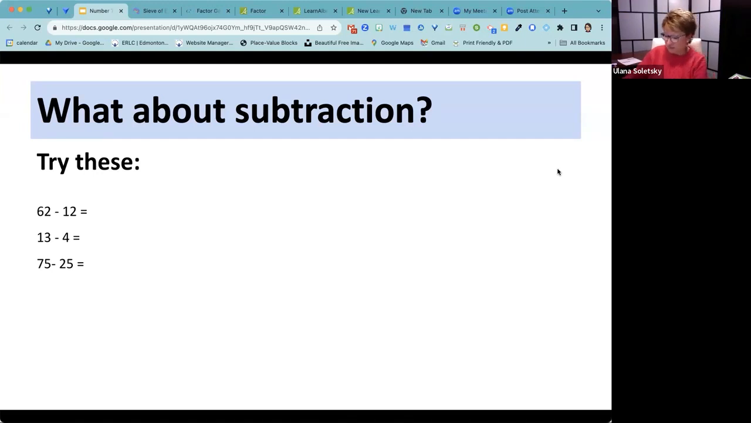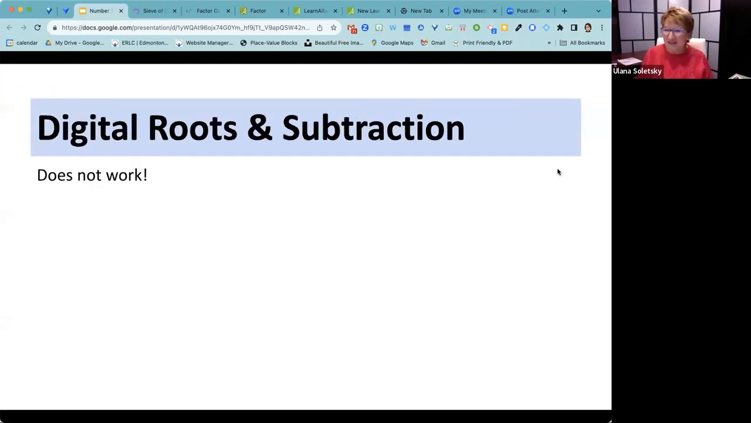Uh-oh, let's try this one. 13 minus 4. Looks easy, doesn't it? What's the answer? Okay, well, let's figure this out. What's the digital root of 13? What's the digital root of 4? What's 4 minus 4? Oh, no. Now what? Does it work for subtraction? Do you think it doesn't work?